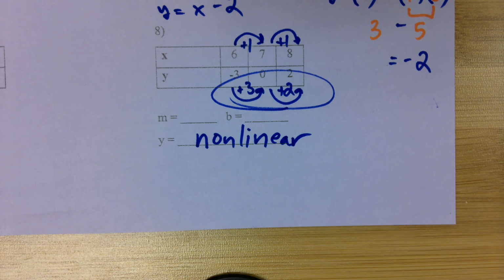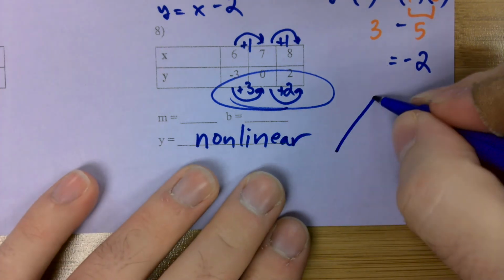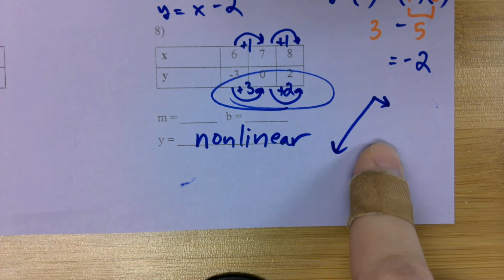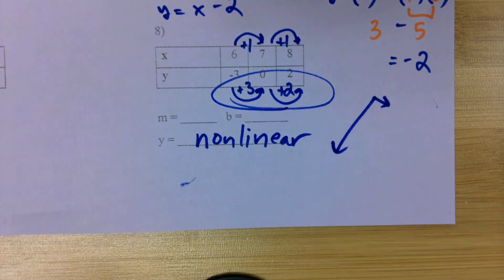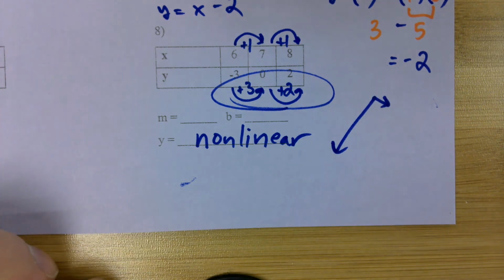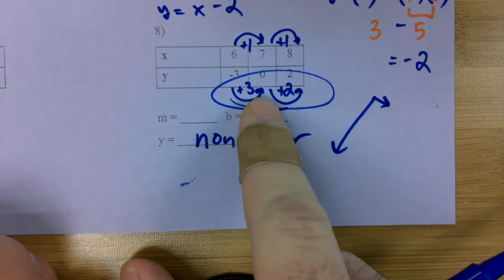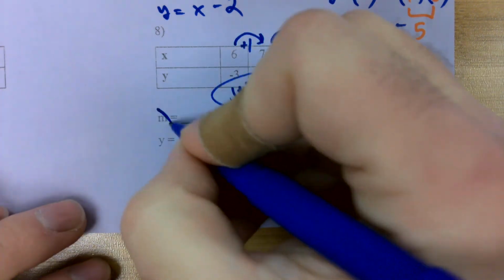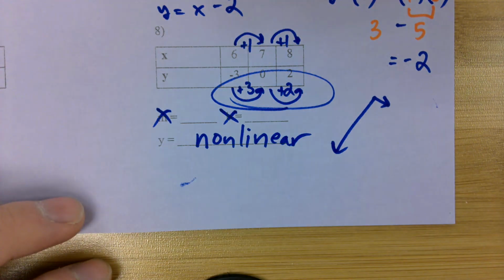It's still going to form a line if we graph it. It's just going to look like this. Okay? We don't want that. We don't want a line that just randomly changes directions, because then it's not linear. It's not a straight line. So if we don't see a constant change in y, or if we don't see a constant change in x, we can't find the slope. We can't find the y-intercept. This is a non-linear equation.